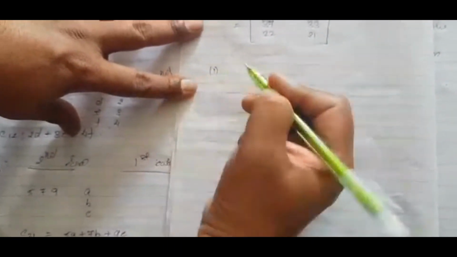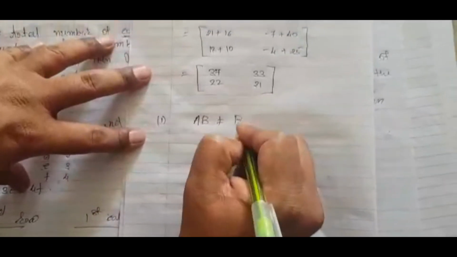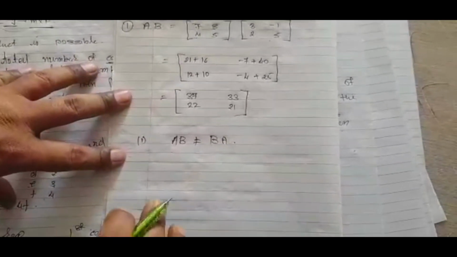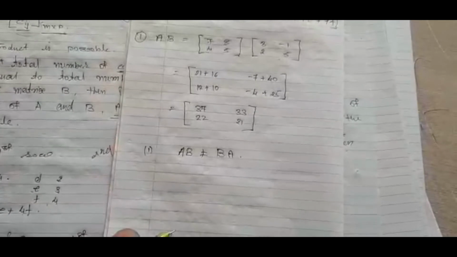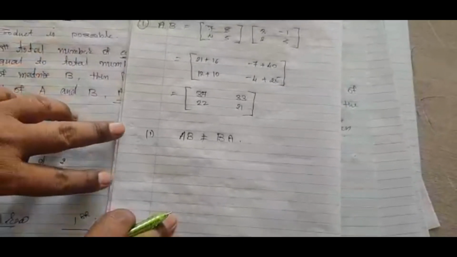Now see some properties of the multiplication. You understood that AB is never equal to BA, but in some circumstances it may be possible. You can read the textbook, page number 76, where they have given one example in which you have identical ones.